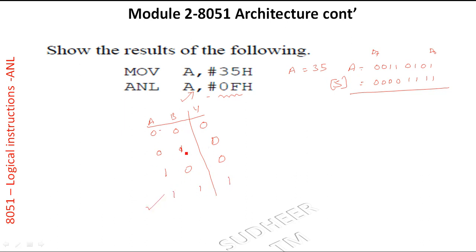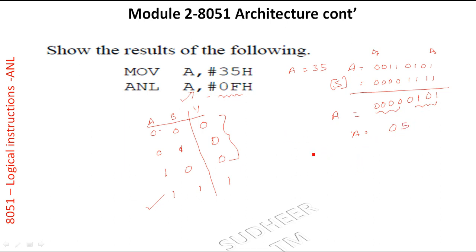In other cases, if any of the input is 0, output will be 0. So 1 dot 1 is 1, 0 dot 1 is 0, 1 dot 1 is 1, 1 dot 0 is 0. Then 0 dot 1 is 0, 0 dot 1 is 0, 0 dot 0 is 0, 0 dot 0 is 0. So after executing the instruction, our accumulator will be A is equal to 0000 0101, which is nothing but this is 0 and this is 5.